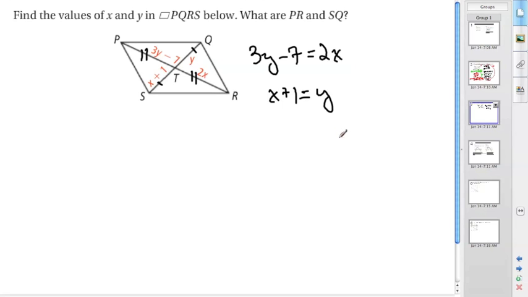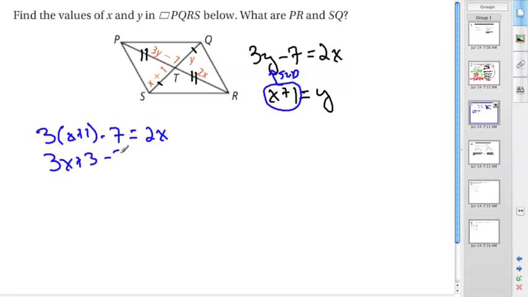So again, two equations, two unknowns. So you're going to use substitution or elimination. Here I'm going to do substitution. So here I'm going to take the x plus 1 and plug it in for y. So we have 3(x plus 1) minus 7 equals 2x. 3x plus 3 minus 7 equals 2x. So I'm going to have minus 2x, add 7 and subtract 3.